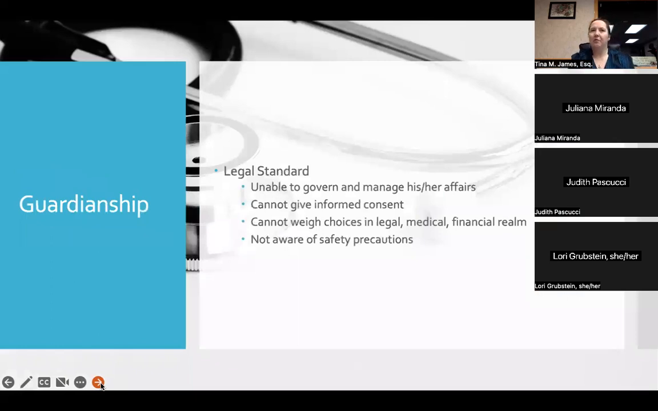So moving on from the ABLE account, sort of the assets, to the other piece of guardianship. I'm going to cover this topic quickly for us. Not every individual with a disability will need a guardianship. And it's important to understand what that legal standard is as to when a guardianship is needed and how guardianship is divided. So the legal phrase is that they're unable to govern and manage his or her own affairs, right?